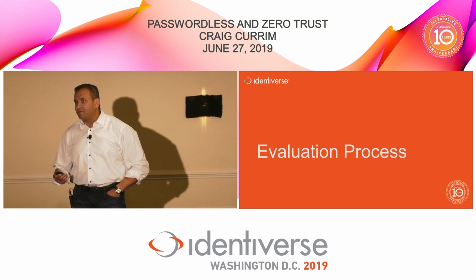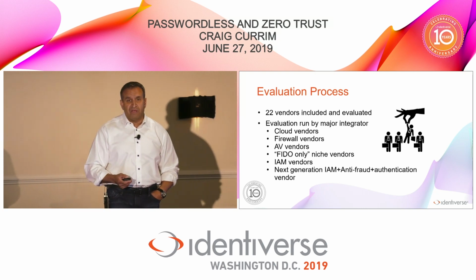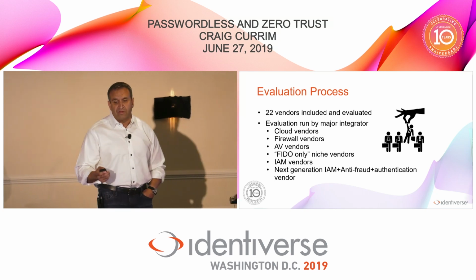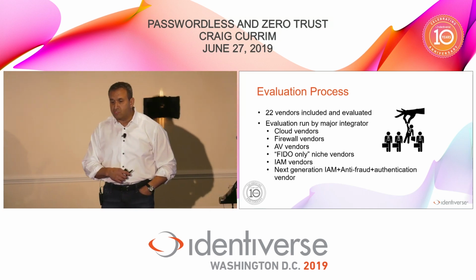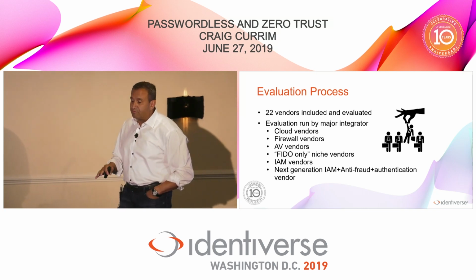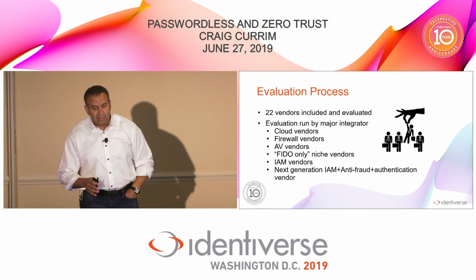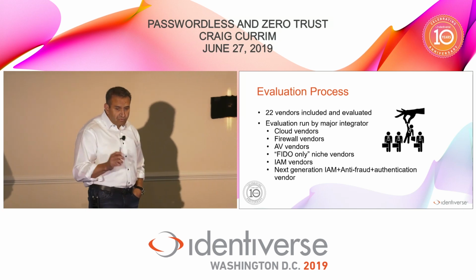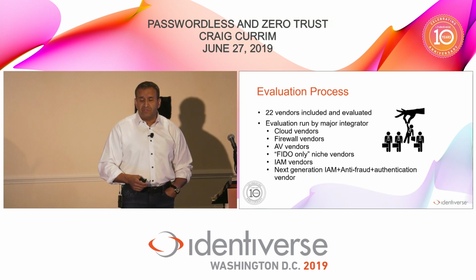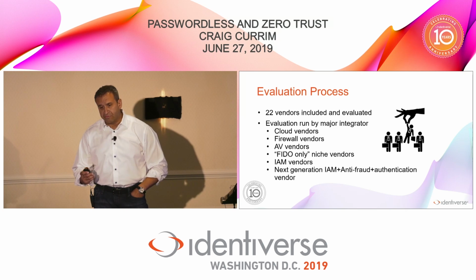So what did the evaluation process look like? It was quite stringent and took a long time. There were 22 vendors evaluated in total, okay? Basically everything from cloud vendors, firewall vendors, you see the list here, FIDO only, niche vendors. And then there was also a next generation platform vendor that provided all of the above, kind of all stitched together, right? IAM, anti-fraud, and authentication. So this was kind of the gamut. Each one had a process. Each one had, I think it was 8 or 9 different use cases that they had to demonstrate and achieve as part of the evaluation process itself.